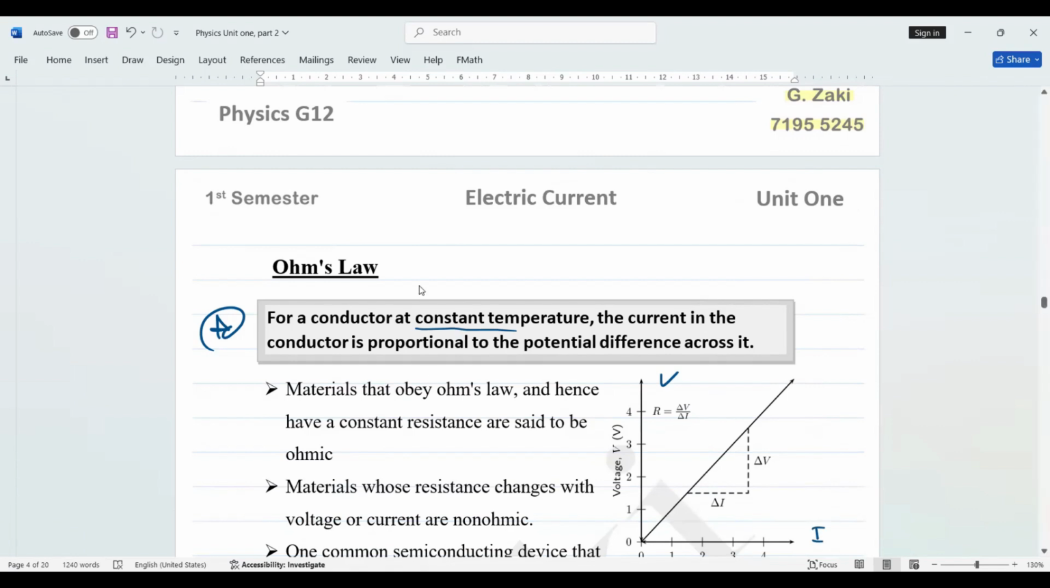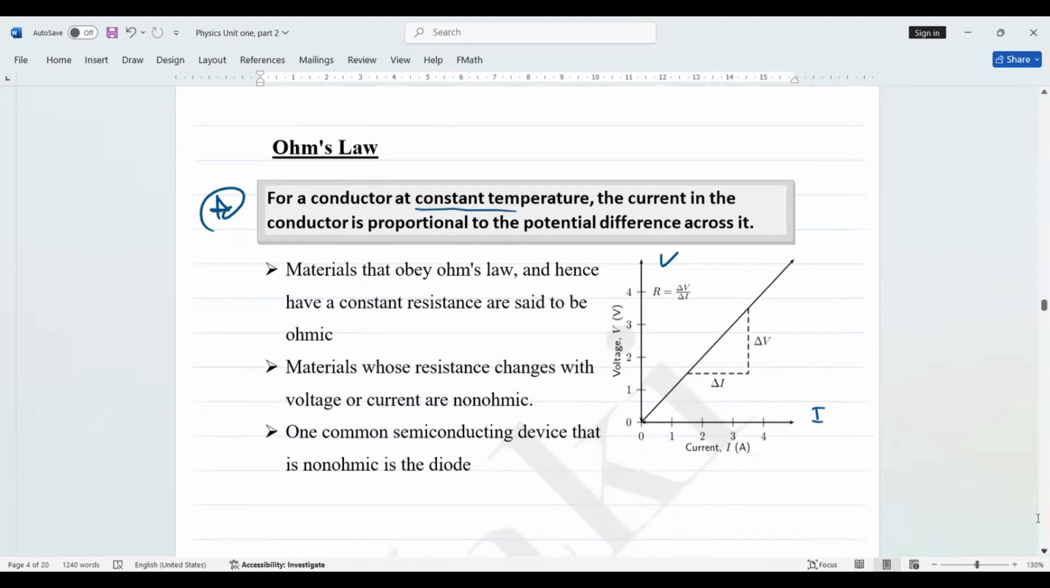So the relation between the current and voltage is a straight line passing through the origin, in case of what? If the temperature is constant. This is called ohmic material, ohmic material that obeys Ohm's law. It means the relation between V and I is direct. So remember, V is directly proportional to I in case of what? In ohmic conductors. Most metals are ohmic conductors.